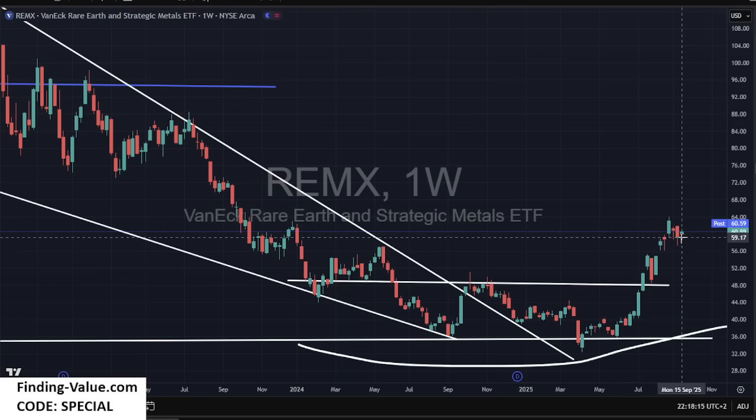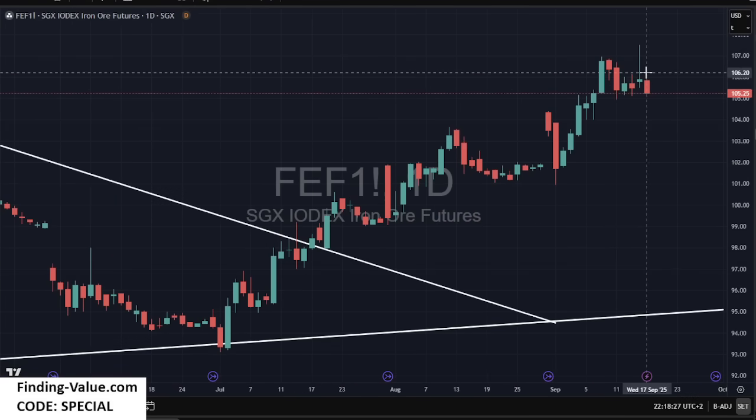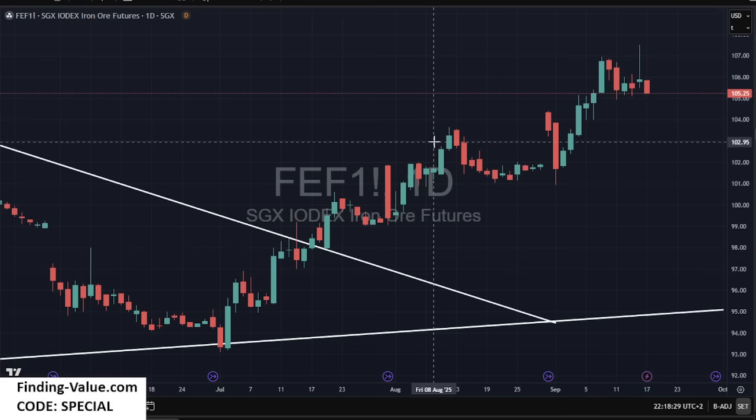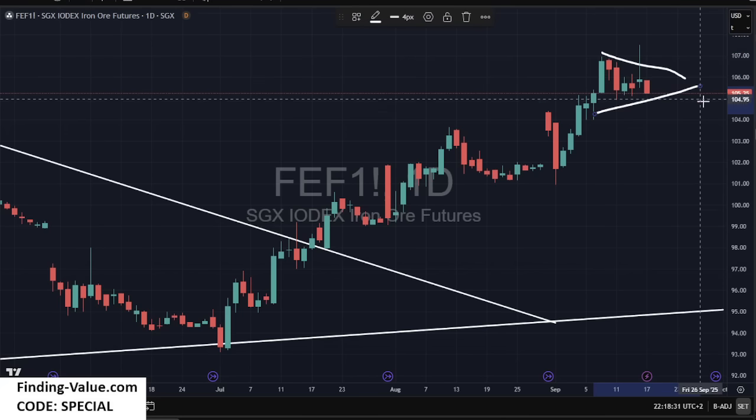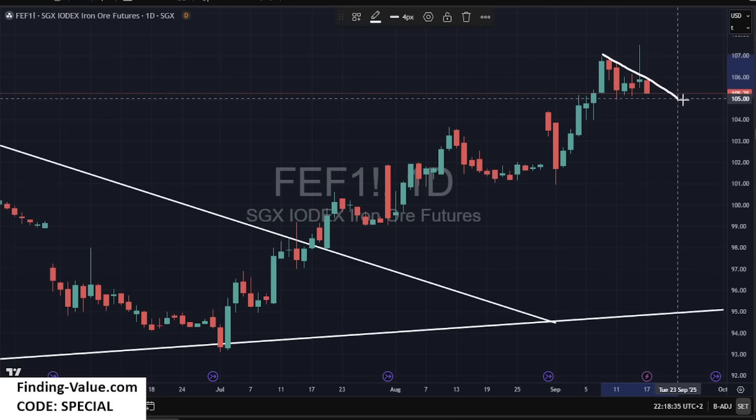REMX down 0.6, still looks good. This is a double bottom, breaking higher out of the neckline or top here, whatever you want to call it. Iron ore down slightly. Is it cause for concern? No. No cause for concern. Still looks good. A little bit of a consolidation going on, something like that. Or it could be angled downward too, something like this. It's hard to say. I don't know yet.